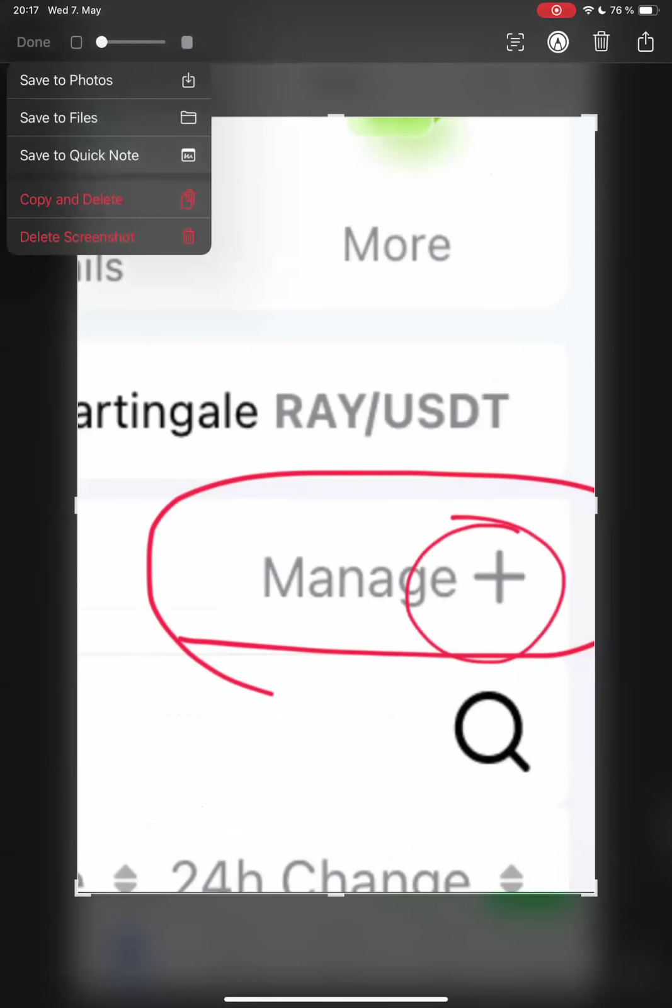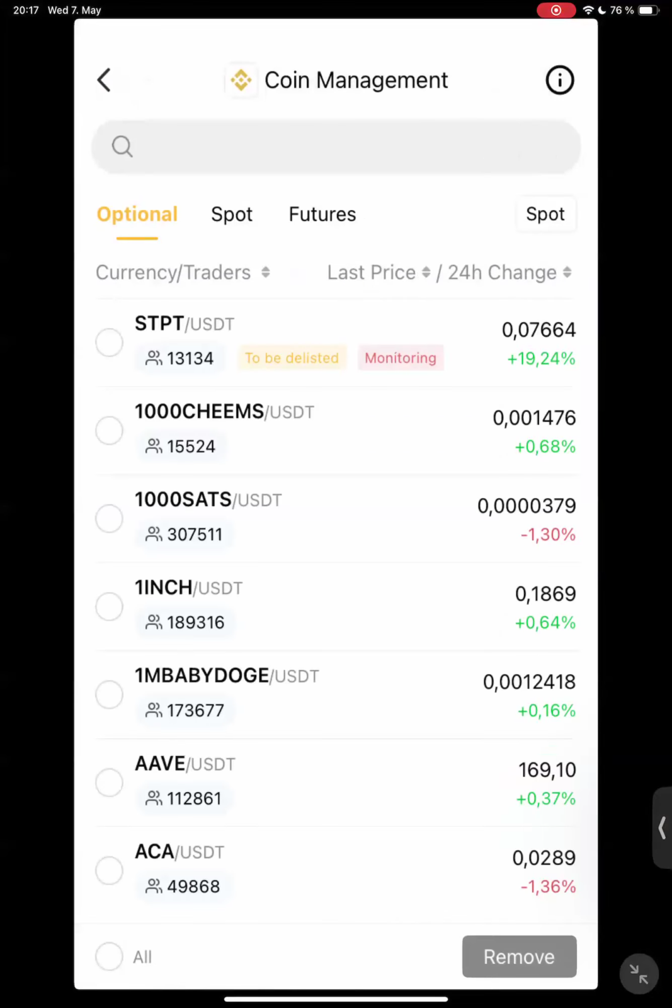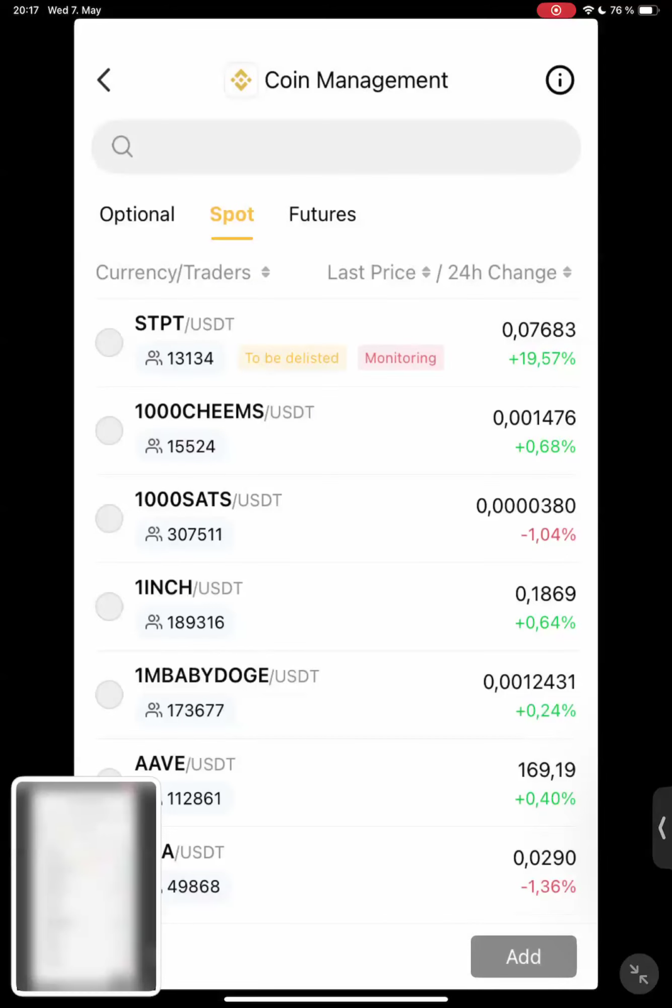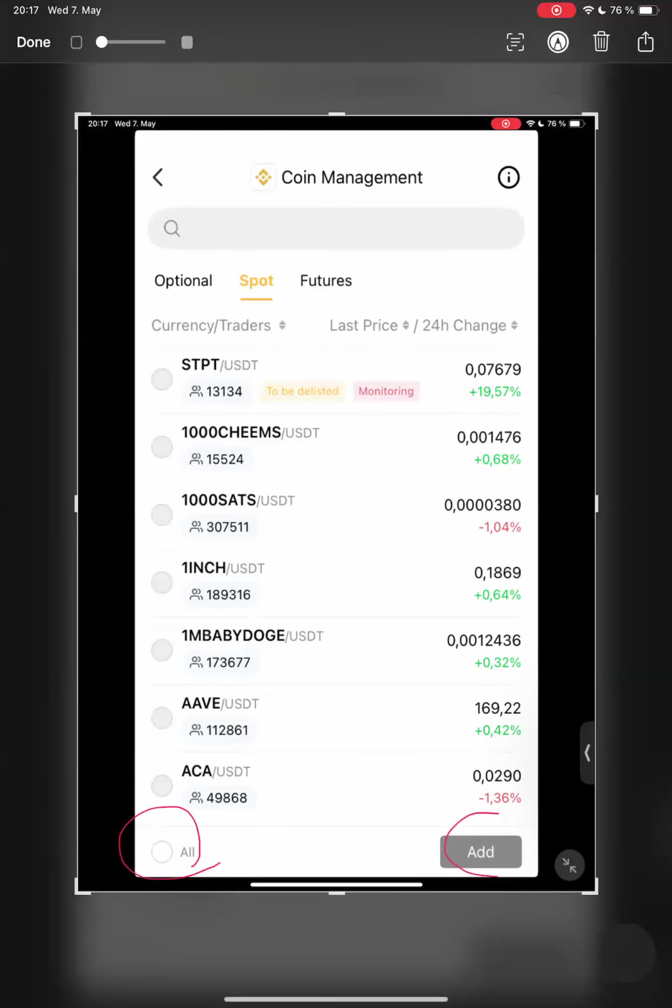So where to get that is by tapping on the coin management tab. Just click here. Once you tap on it, it sends you to this part. Then you tap on spot, you tap on all, then you add. So that is simply that.